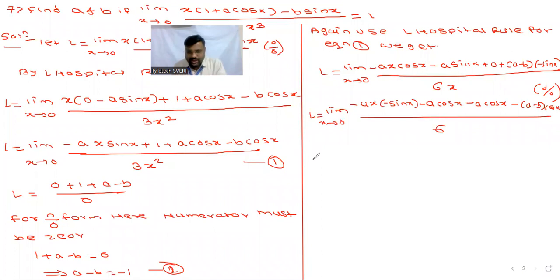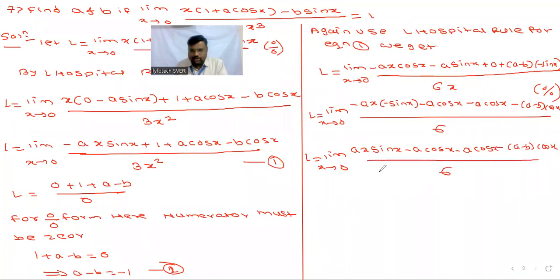So just rewrite this. Limit x tends to 0 of: the minus minus becomes plus a x sin x, this −a cos x, this −a cos x, and this −(a − b) cos x, divided by 6.